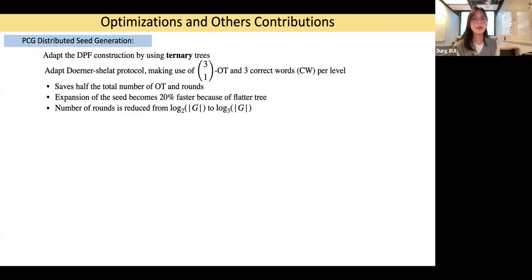And then we get some improvement in the number of rounds for OT together with a speed up factor. So basically now the trees are ternary trees. So instead of log 2 of the field size, we get only log 3 of the field size. So it's the optimization in terms of distributed correlation generation.